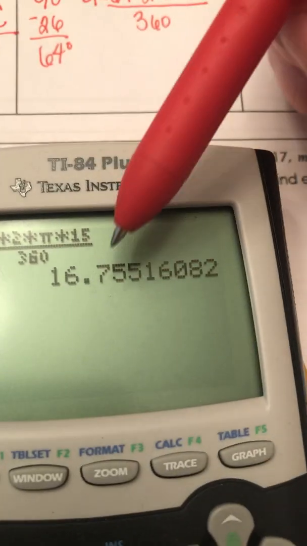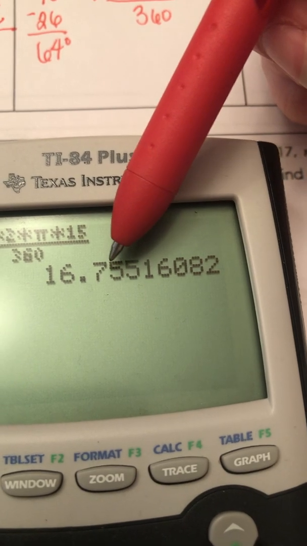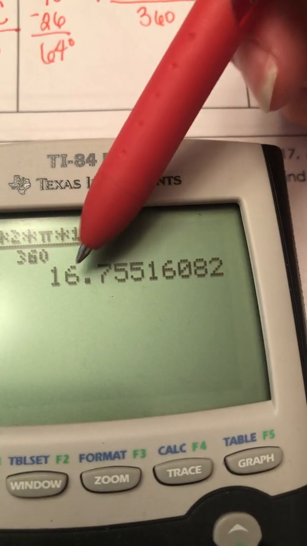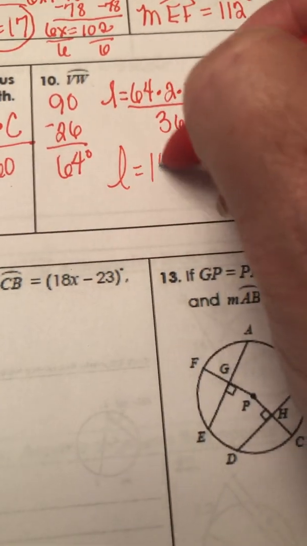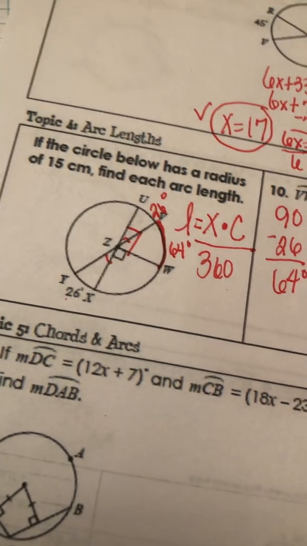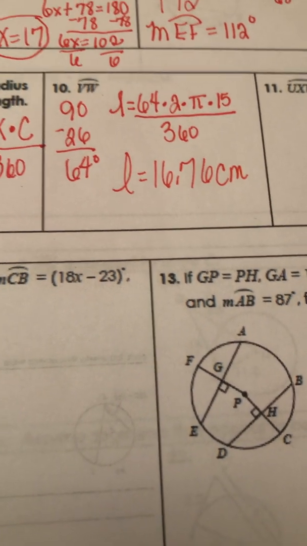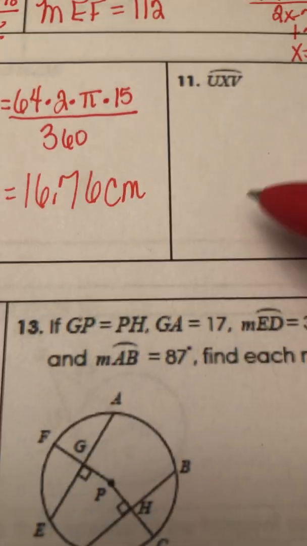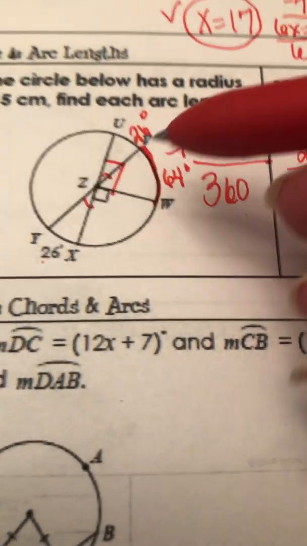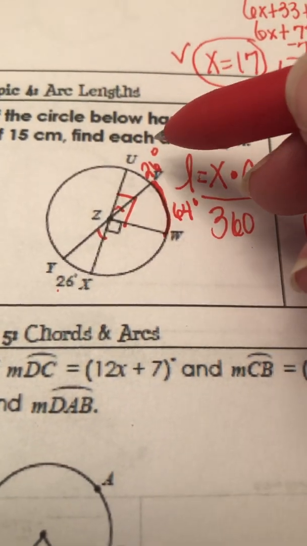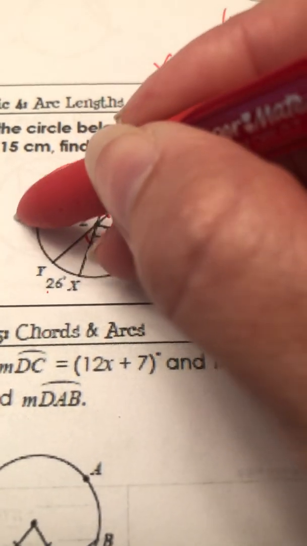So looking at the values, let's go out 2 decimal places. If we go out 2 decimal places, you'll see the 5 rounds up to a 6. So we'll get 16 and 76/100ths. So the length of the arc is 16.76. We're talking about centimeters, so the arc length will be in centimeters. Now that was a minor arc, so let's find this major arc, UXV. Okay, so let's go back to our circle and figure out where UXV is. All right, that's going to be the whole entire circle, isn't it?